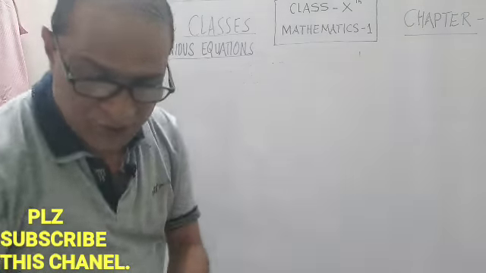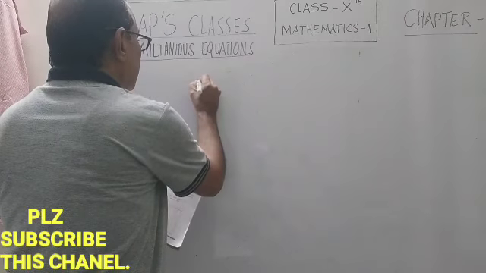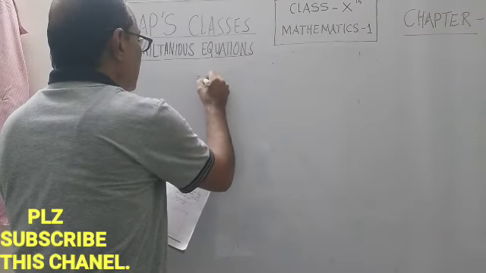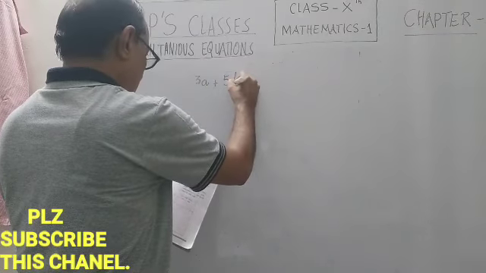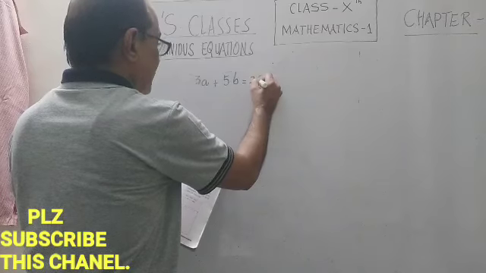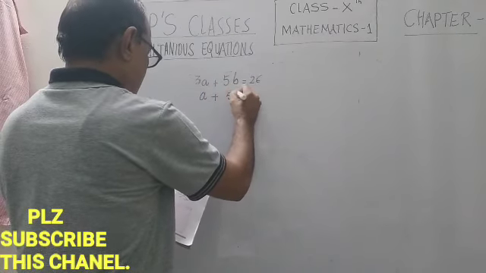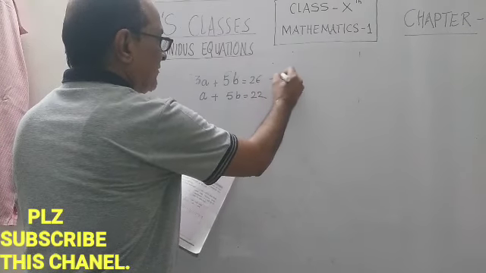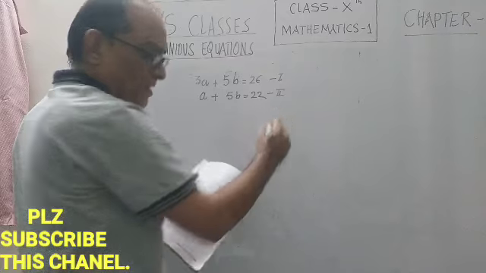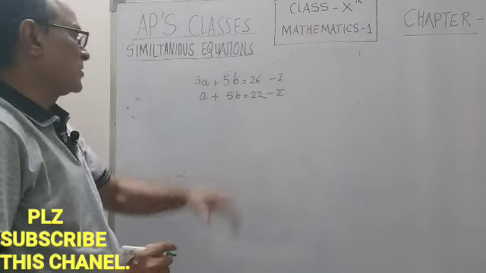The second equation is given: 3a plus 5b is equal to 26, and a plus 5b is equal to 22. This is the first equation. This is the second equation. Now we will try to solve these equations within minutes.